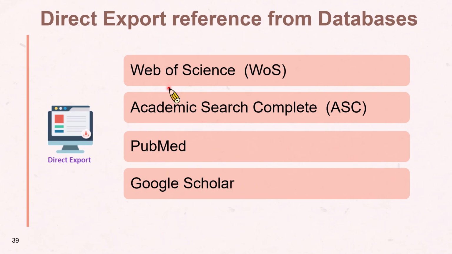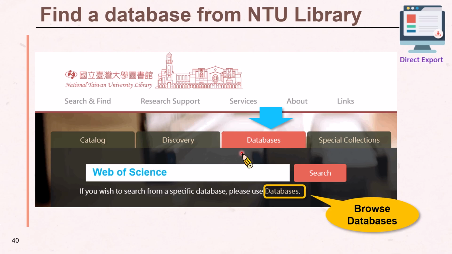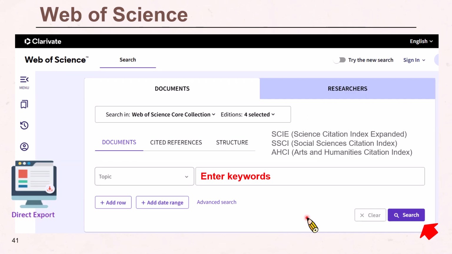I will introduce how to export references from the following databases: Web of Science and Academic Search Complete are databases that NTU has purchased. PubMed and Google Scholar are free. To use a database, you can go to the NTU Library website, click the Search tab, Database. You can type a specific database name or click the link below to browse all our databases.